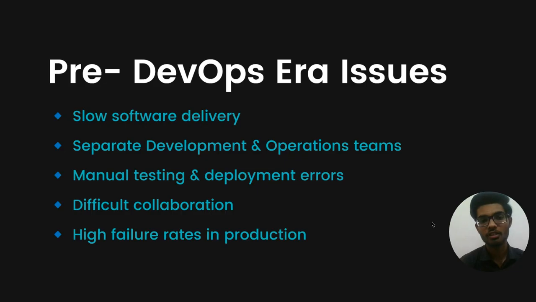Before that they were using a waterfall model or some other kind of model to develop software. It was just a simple model: develop, test it, deploy it. If there was an issue again, then it was creating a lot of problems, and they were not able to roll back their own functionality. So this was all the pre-DevOps era and a lot of issues.